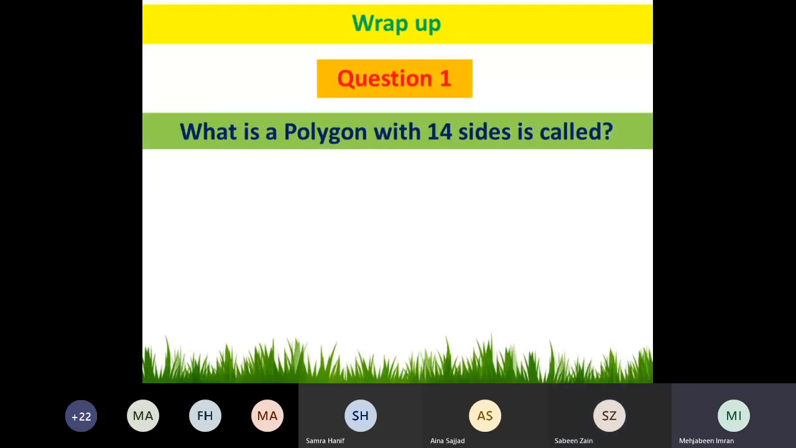Okay, wrap up has questions. What is a polygon with 14 sides called? 14-gon. After 10 sides, we don't have to remember the names of the polygons. It's called a 14-gon.